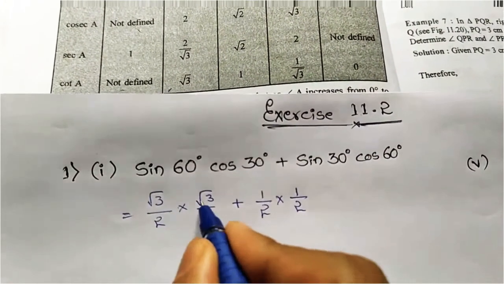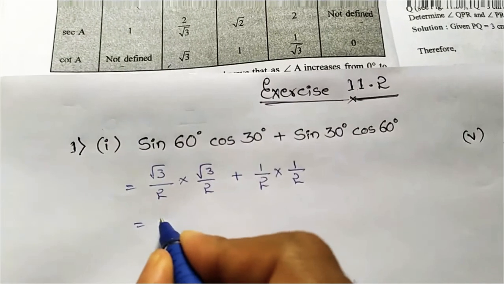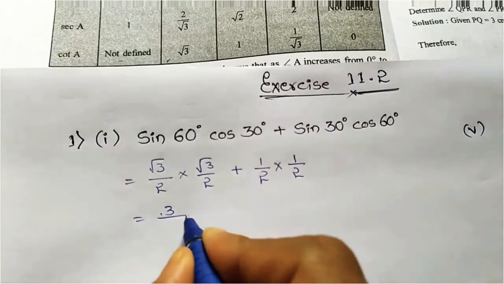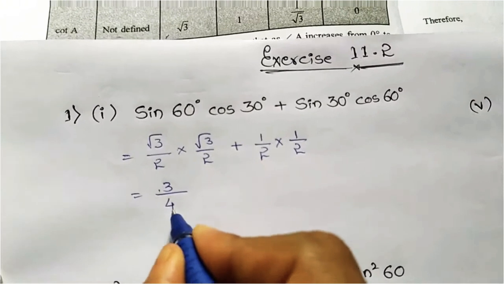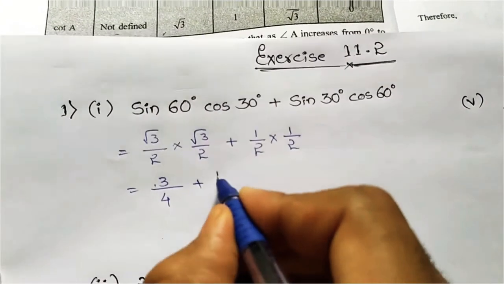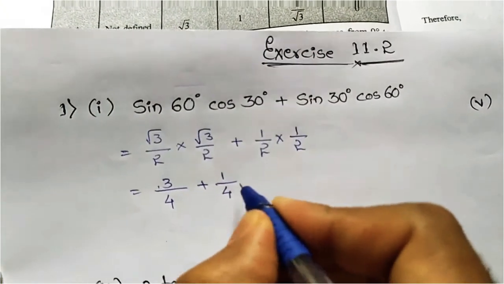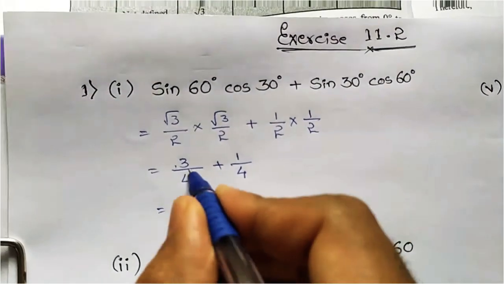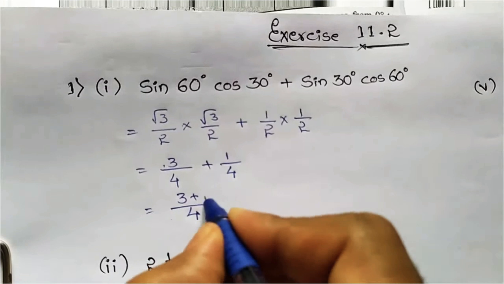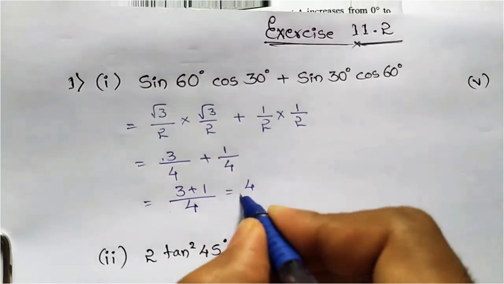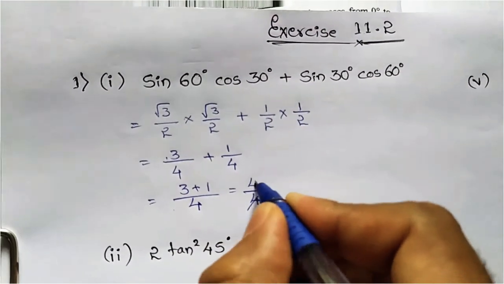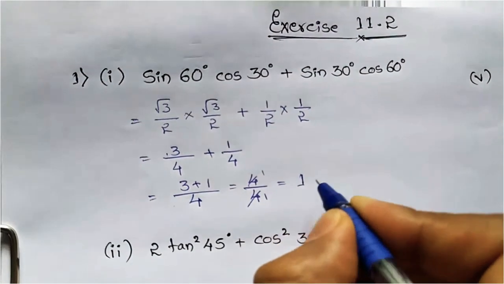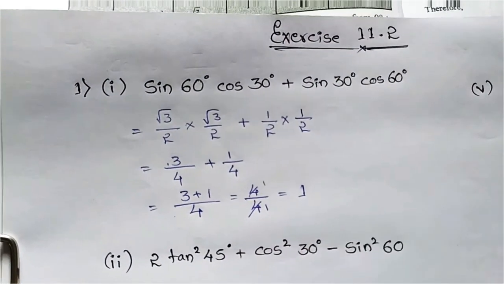Okay, root 3 into root 3 is root 3 whole square, we will get 3, 2 2s are 4, plus 1 into 1 is 1, 2 2s are 4. Okay, the denominator is the same, no need of changing that 4, and here 3 plus 1, so we get 4 by 4. If you divide by 4 we get 1, so our final answer is 1.